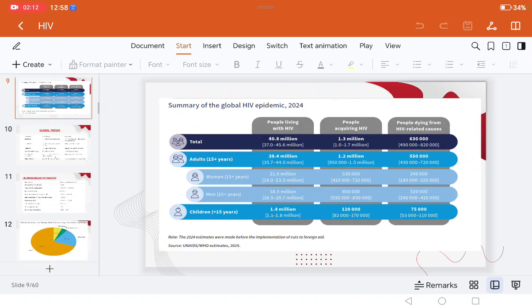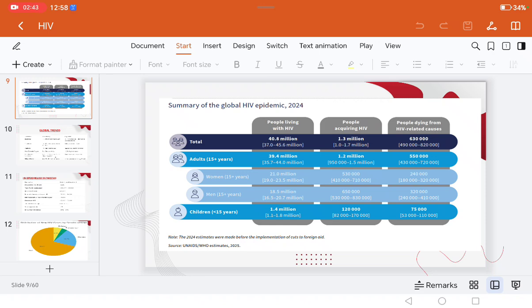If we look at the epidemiology from the data of WHO and UNAIDS 2024, the total people living with HIV are 40.8 million. Those newly acquiring HIV are 1.3 million, and deaths from HIV-related causes are 630,000. In adults, the prevalence is 39.4 million, the incidence is 1.2 million, and deaths are 550,000.